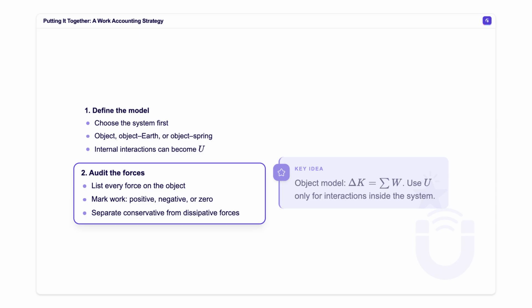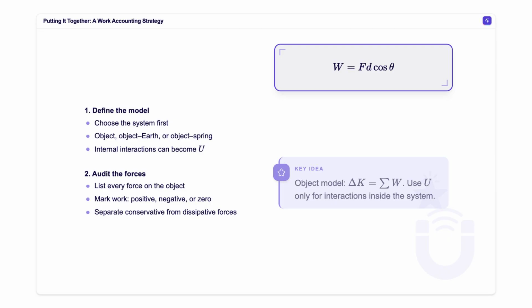Next, audit the forces. List every force on the object, then mark whether each force does positive work, negative work, or zero work. Positive work adds kinetic energy, negative work removes kinetic energy, and zero work means the force has no component along the displacement. For a constant force, work equals force times displacement times cosine of theta. Here, theta is the angle between the force and the displacement, so this formula really means use only the part of the force along the motion.